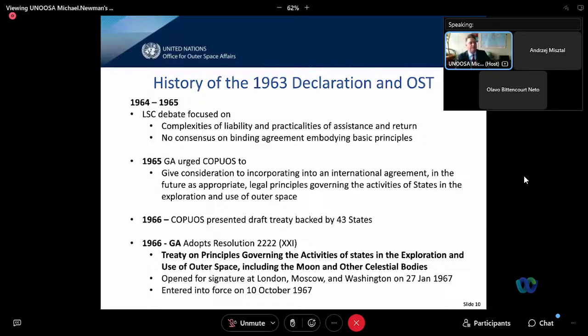In the feeling in the mid-60s of a period of slight, I would say, détente, as later Vladimir Kopal would call it, in the Cold War, time was ripe to solidify these into an actual treaty, more than a declaration. And therefore, we get in 1966 the adoption of the treaty, and then open for signature, going into force the next year.